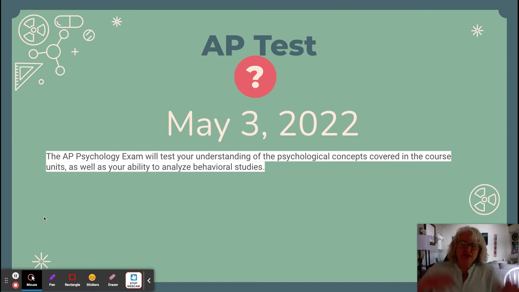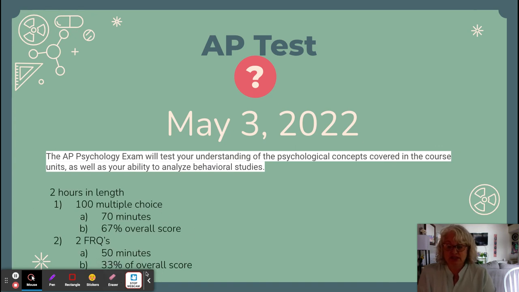And then finally, the AP test. Woo! That is May 3rd, 2022. So it comes pretty early. It's the second day of AP testing. Basically, they're trying to look at how much did you understand the concepts we covered, and do you understand studies in psychology, the pros, the cons, the strengths, the weaknesses. That is what it covers.